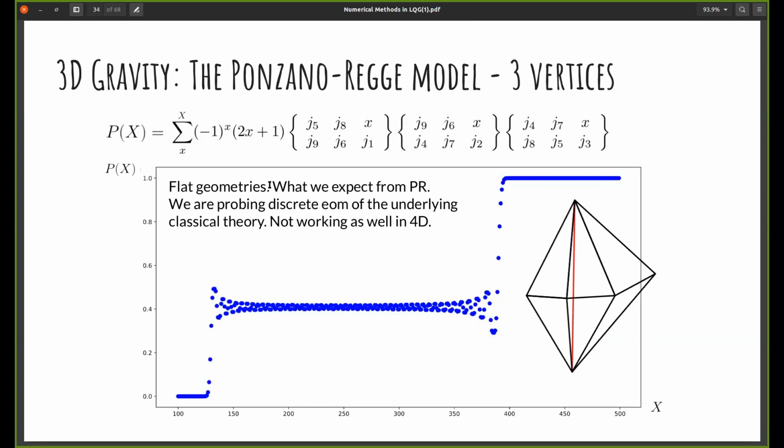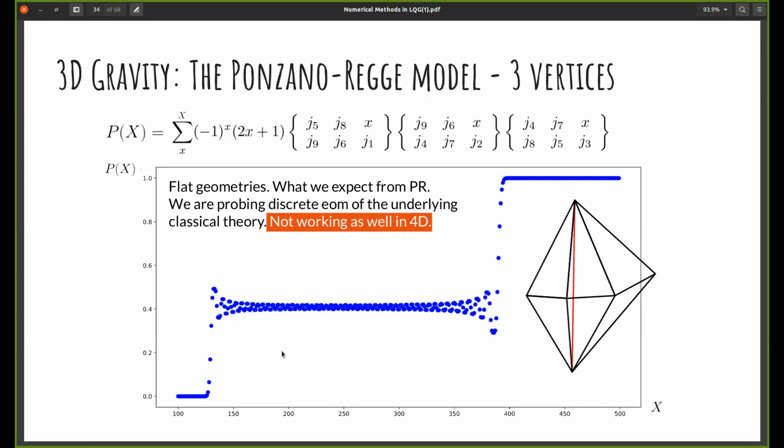And remarkably, this is exactly what we expect from Ponzano-Regge, in the sense that if Ponzano-Regge is a good quantum version of Regge calculus, you should get that the path integral is dominated by the solutions of the equations of motion of Regge calculus, which are exactly flat geometries. And that's what we are getting back here. So we are very happy with this result. Unfortunately, this does not work well in 4 dimensions. But that's what I'm going to talk about in the second part of the lecture.